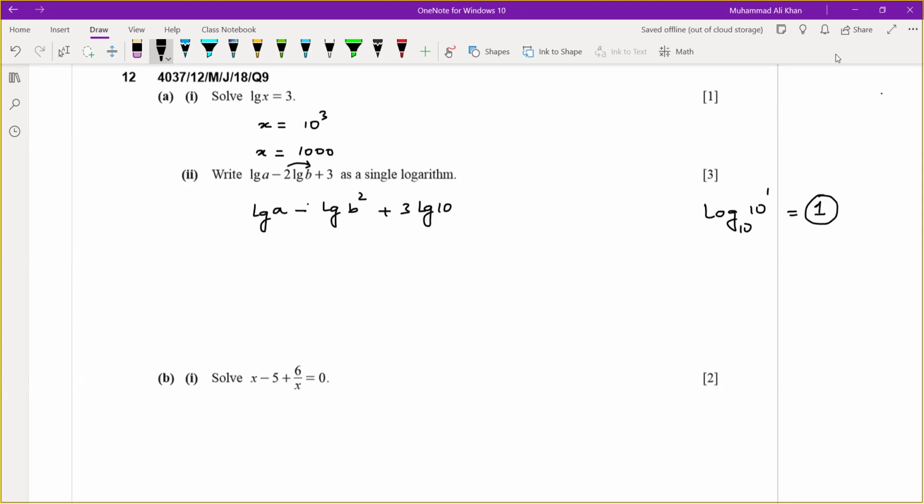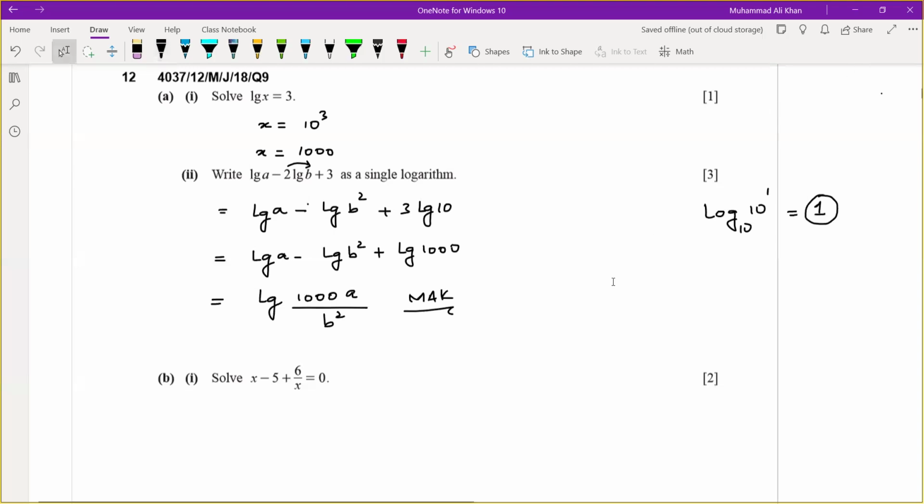So now, अब आइए, it is lg a minus lg b squared plus lg 10 cube and 10 cube is 1000. अब आ जाइए, सारे लॉग सेम हो गए, जो प्लस हो रहे हैं उनको मल्टीप्लाई करके लिख दीजिए, तो 1000a, और जो सब माइनस हो रहा है उसको डिवीजन के साथ लिख दीजिए over b squared. This is the answer for this part.